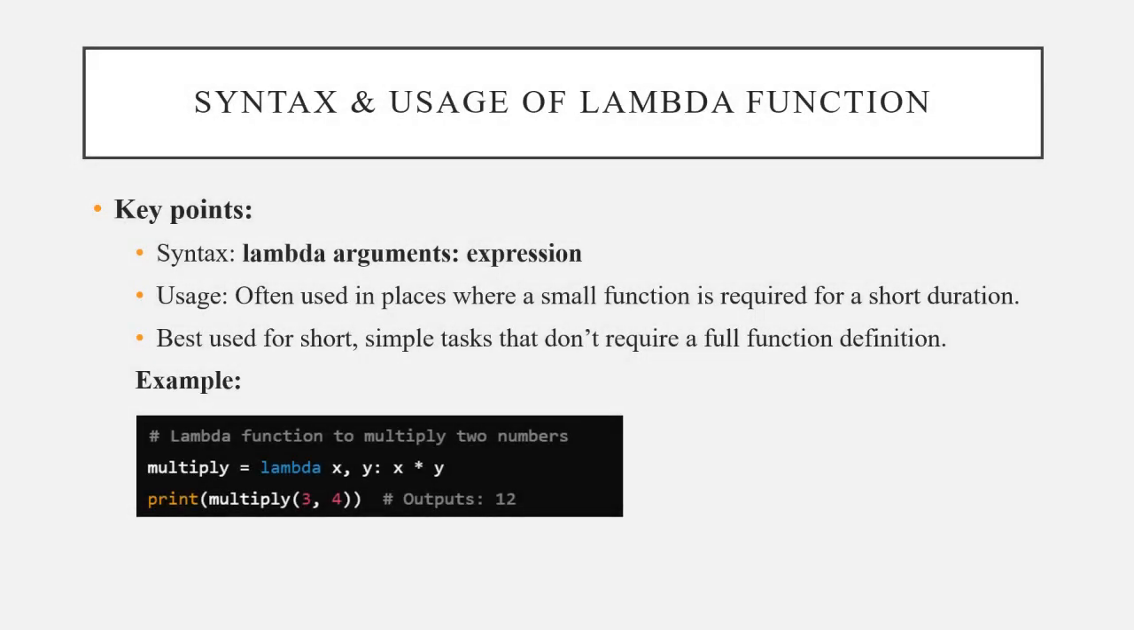Now let us look at the syntax and usage of the lambda function. The syntax of the lambda function is straightforward. You can see above, lambdas are designed for simplicity. One expression, no need for written statements or complex logic. Take this lambda that multiplies two numbers, so it's concise and perfect for quick calculations where you don't need a full function. Try experimenting with different lambdas and see where you can fit them in your code for efficiency.